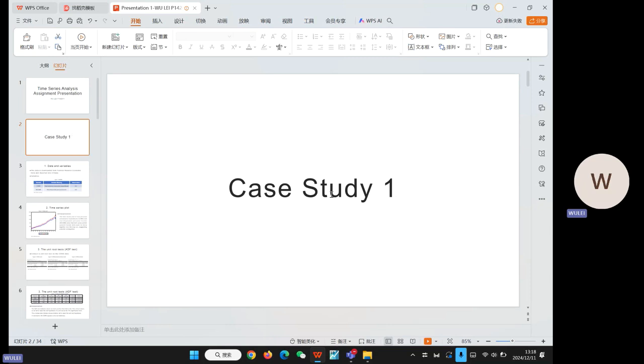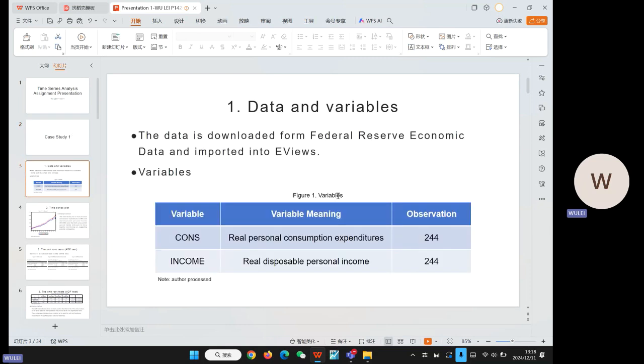This is my presentation about the time series analysis assignment. First is case study 1. The first step, we download the data and put it into EViews. There are two variables, which I called cons and income. Cons is the real personal consumption expenditures. Income is the real disposable personal income.